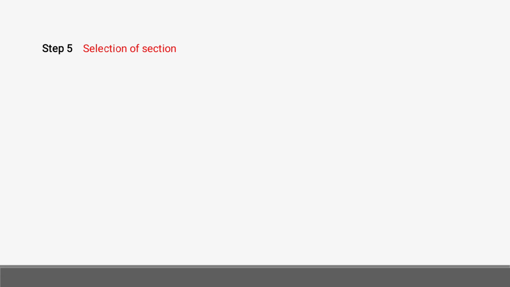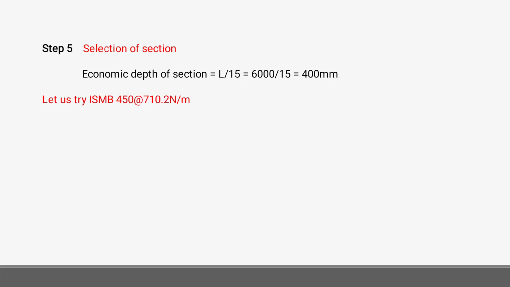Then step number 5: selection of section. The economic depth of section is equal to L by 15. We know the formula, L by 15, where L is the span length. So 6000 mm divided by 15 is equal to 400 mm. So let us try ISMB 450 of 710.2 Newton per meter.